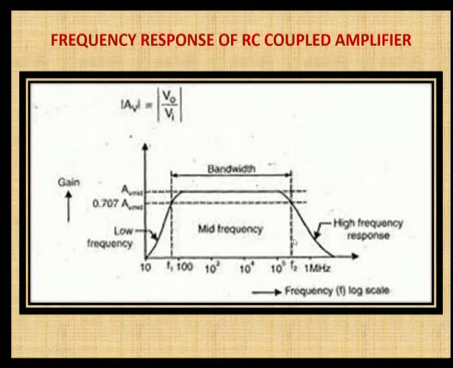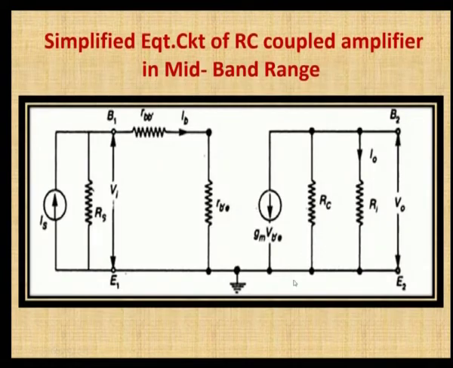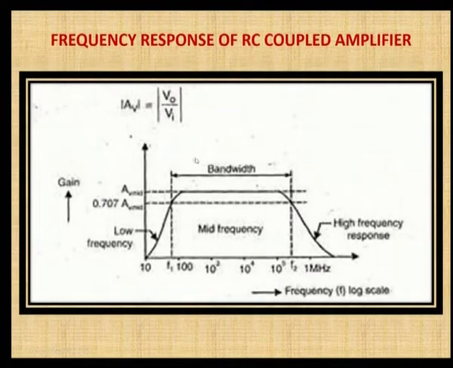The gain is very constant. If you calculate the current gain, it is given as minus HFE into RC divided by RC plus Ri. The voltage gain is minus HFE into RCI by HIE, where RCI is the parallel combination of these two resistances, RC and Ri. This is the low frequency response of the RC coupled amplifier.